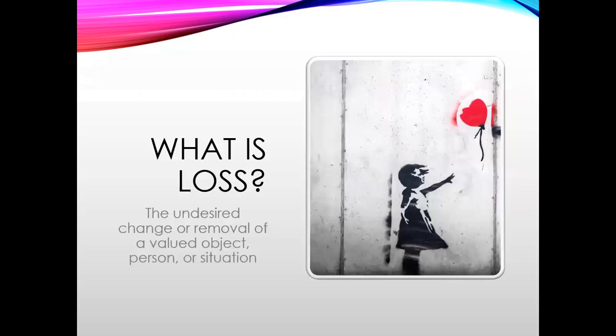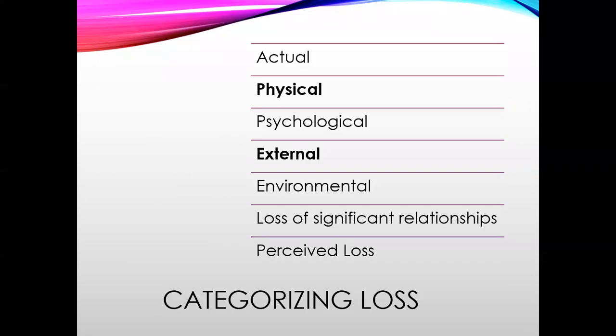So when we start, we want to say what's loss, right? And this is the undesired change or removal of a valued object, person, or situation. We can categorize loss, right? So an actual loss includes the death of a loved one or a relationship, theft, deterioration, destruction, natural disaster. Loss can be identified by others, not just by the person experiencing it.